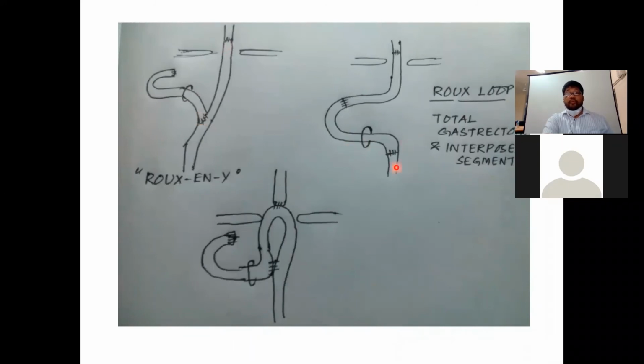Then here we use a loop with an interposed segment. So one segment of jejunum is sutured here. Anastomosis is done in the esophagus as well as with the duodenum, and the other jejunal anastomosis is done. So this is the loop. Here again, this is the Brown's anastomosis. So here a loop of jejunum is anastomosed with the distal esophagus, and here we do jejunal anastomosis. These are the options which we have.